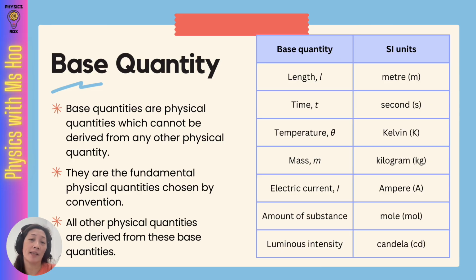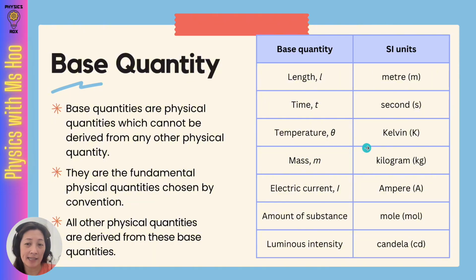By now you should know what physical quantities are. So physical quantities are the properties ascribed to objects which can be measured. So base quantities are physical quantities which cannot be derived from any other physical quantity. They are the fundamental physical quantities chosen by convention.